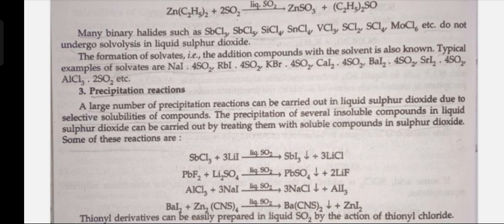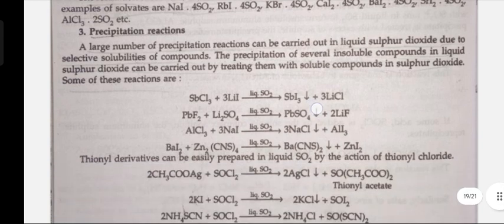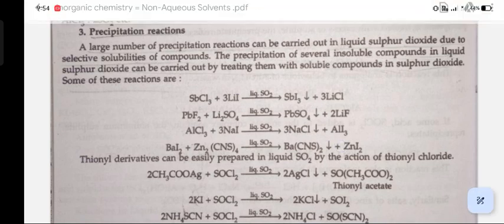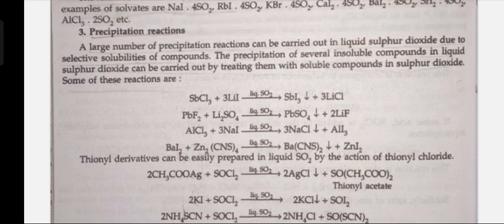The third type of reactions carried out in liquid sulfur dioxide are precipitation reactions. A large number of precipitation reactions are carried out in liquid sulfur dioxide due to the selective solubilities of the compounds. The precipitation of several insoluble compounds in liquid sulfur dioxide can be carried out by treating them with the soluble compounds in sulfur dioxide. Such reactions are shown below.